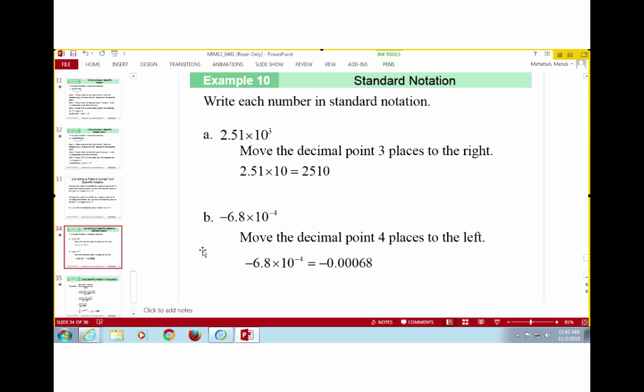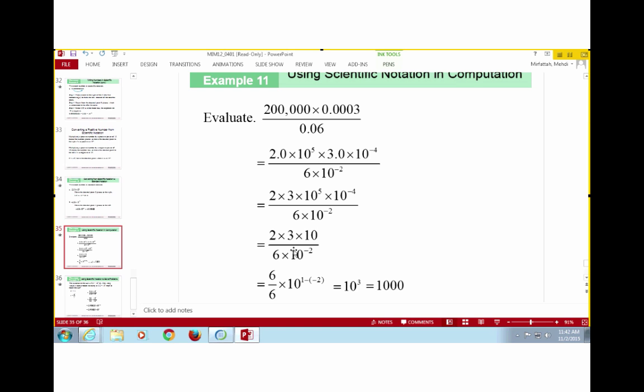The next one, minus 6.8 times 10 to the power of minus 4. We want to move the decimal point 4 places to the left because this is minus 4. So if you move this decimal 4 places to the left, it becomes minus 0.00068. So you should be able to write this back and forth from standard notation to scientific notation, and vice versa. So let's take a look at the next example.